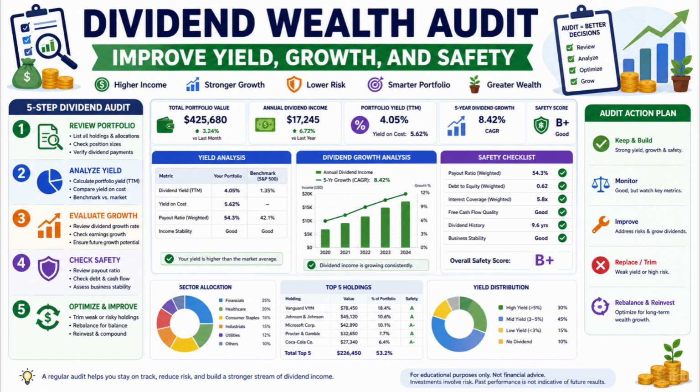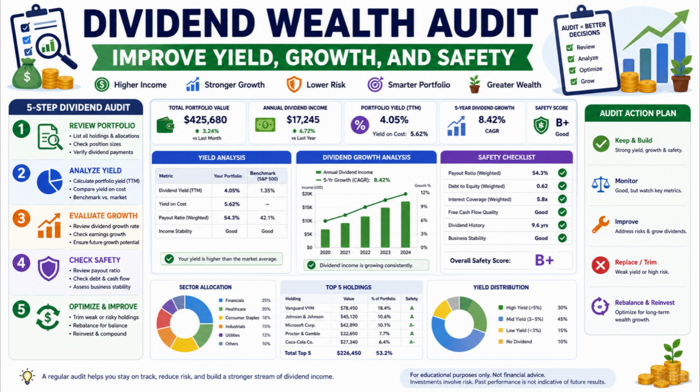Next, check portfolio safety. Begin by reviewing the weighted payout ratio, debt-to-equity level, interest coverage, free cash flow quality, dividend history, and overall business stability. In this example, the weighted debt-to-equity ratio is 0.62, while interest coverage is approximately 5.8 times. These figures can help show whether portfolio companies are financially capable of meeting debt obligations and continuing dividend payments.